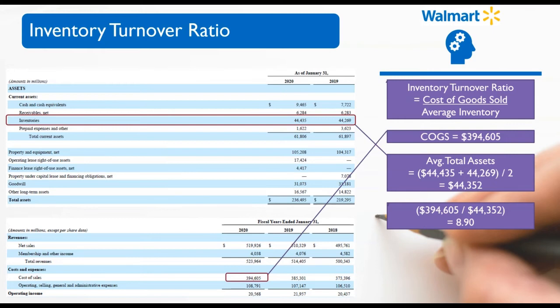Now, what does this mean, and how does it compare to Amazon? Well, this tells us Walmart sells its inventory balance approximately 8.9 times every year. As compared to Amazon, we can see that Walmart actually turns its inventory slightly more frequently than Amazon. In other words, Walmart sells its inventory more quickly than Amazon, which indicates that it is slightly more efficient than Amazon when it comes to its inventory management.